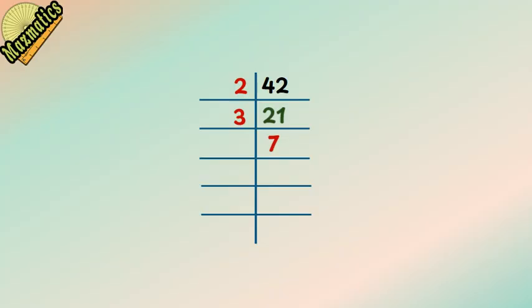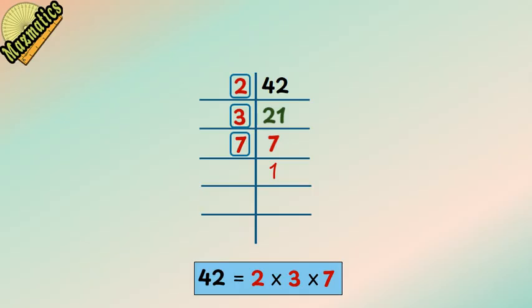Step 3. Now check 7. 7 is already a prime number, so we stop here. Final step, the numbers in the left column are 2, 3 and 7. So the prime factorization is 42 is equal to 2 multiplied by 3 multiplied by 7.